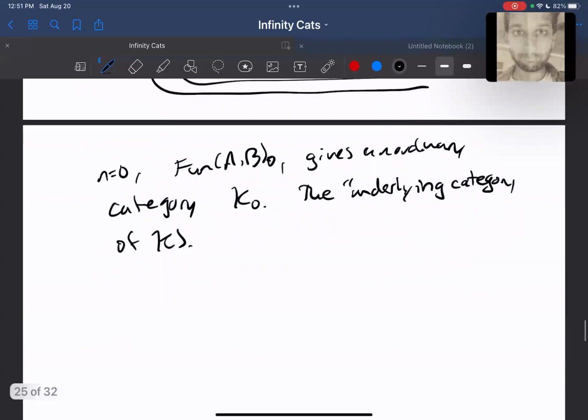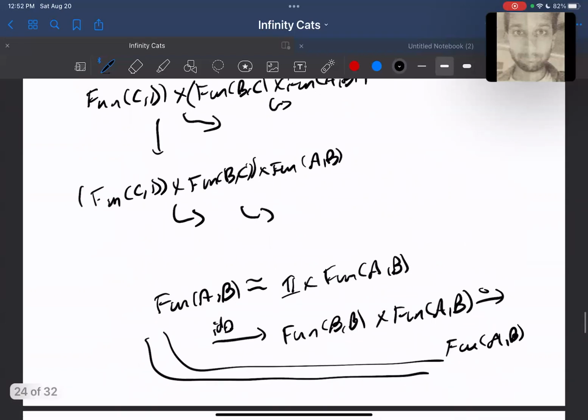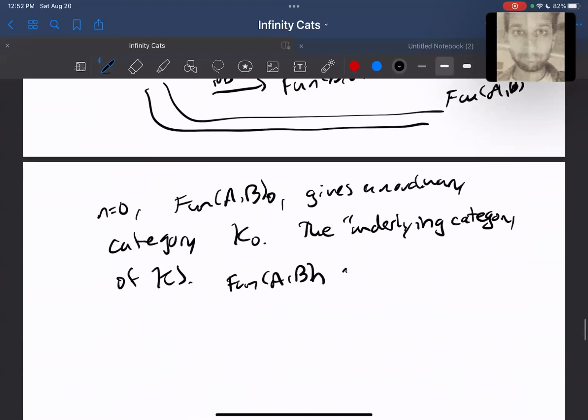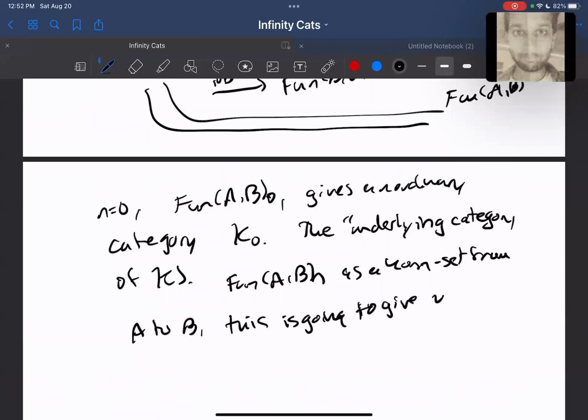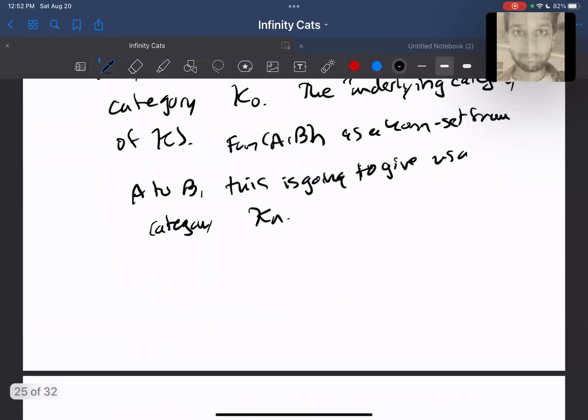And more generally, we can also take fun ABN. This in simplicial sets are a certain kind of presheaf category. We're going to have all of these products, and everything we want to do is going to be computed pointwise. So if we take fun ABN as a hom set from A to B, this is going to give us another category, KN. And the degeneracy and face maps on these categories are going to give you functors. So we're going to get K0, it's going to get something that looks like this.